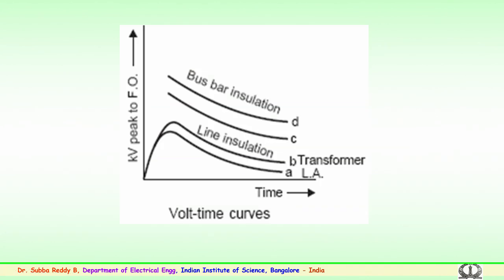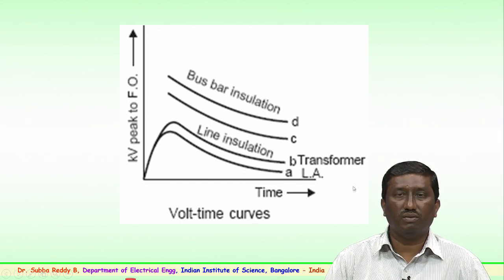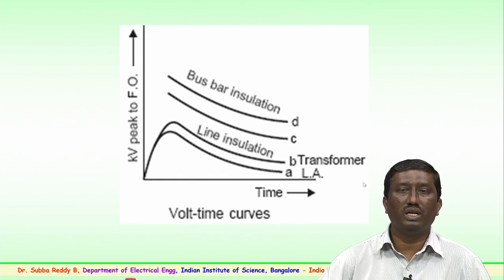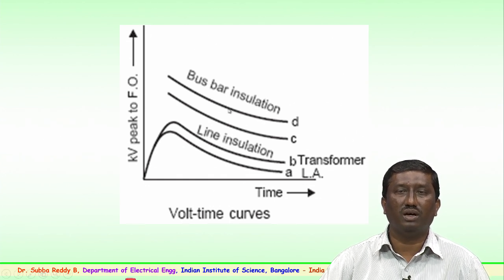This is an important insulation coordination curve which shows the kV peak of flashover voltage with the volt-time curves, versus the time. You can see that various curves are there. These are the levels of protection which are provided for the insulation level. You can see A, B, C, D are different curves here, the insulation levels. For example, for the transformer, the line insulation will be somewhere here.